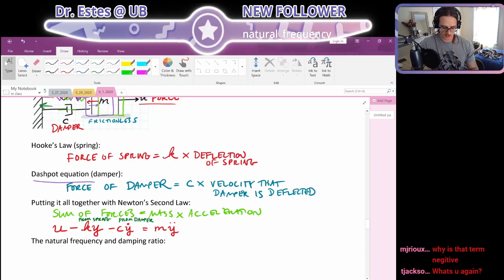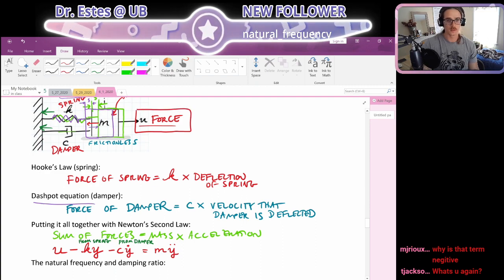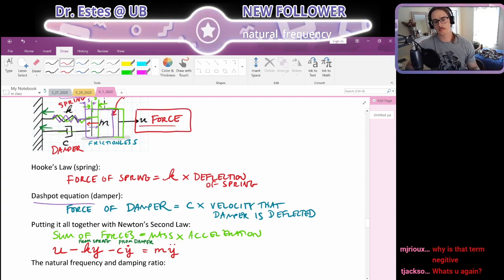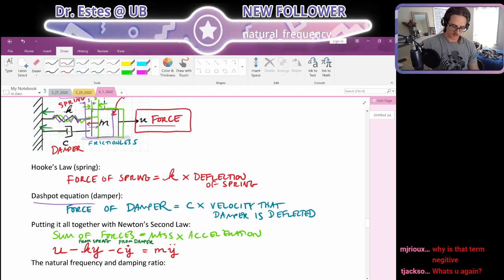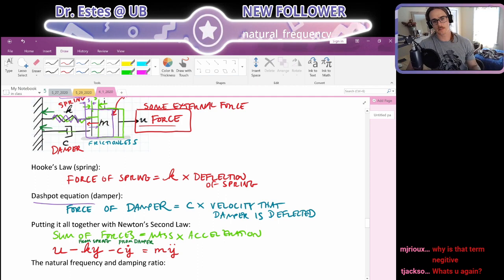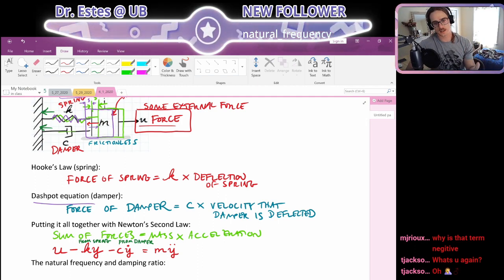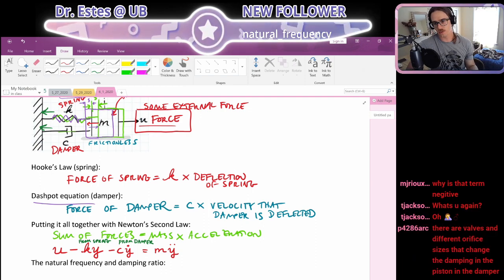What's U again? U is this guy. It just represents some external force. It's kind of like a spring and a damper. Those are forces where I'm specifying what is causing them. This U is kind of like a catch-all.